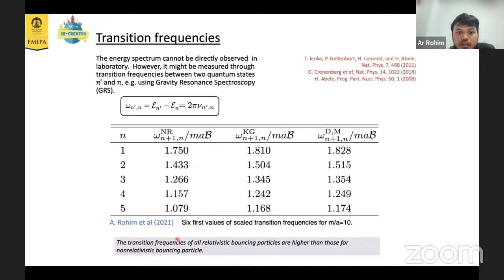So if we see here, in comparison to this one, the transition frequencies of all relativistic bouncing particles are higher than those for non-relativistic bouncing particles. So this one, yeah, this is quite interesting. And in this table, we use this value m over a equals 10.